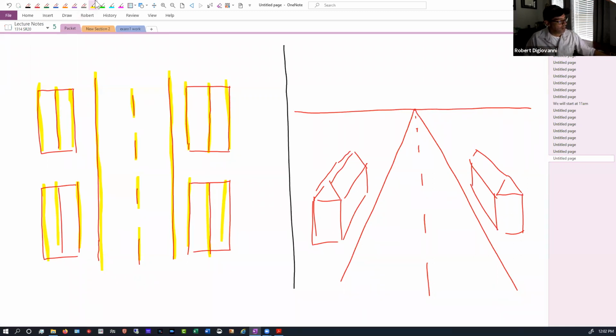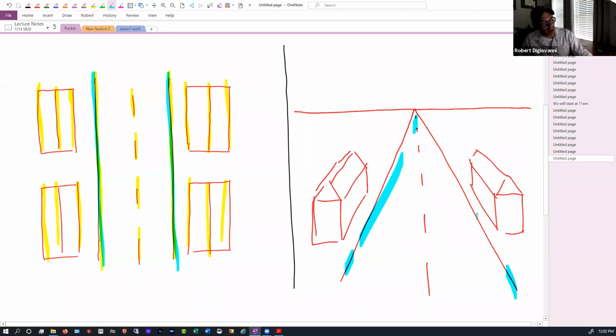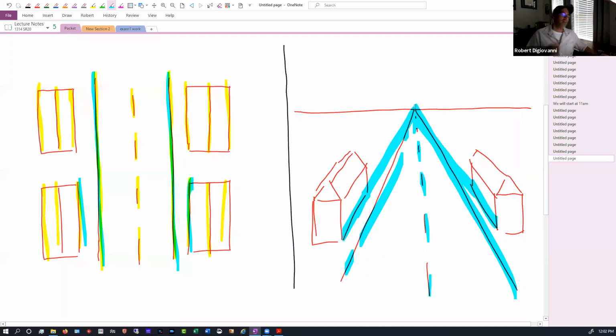Notice that all these lines that used to be parallel over here on the left, those lines are now all going to a point, aren't they? Even the dashed ones in the middle are all going to that point. These lines that used to represent the edges of these buildings are also going to that point. And anybody who's done any drawing in their life, does anyone know what we call this type of drawing? Perspective?